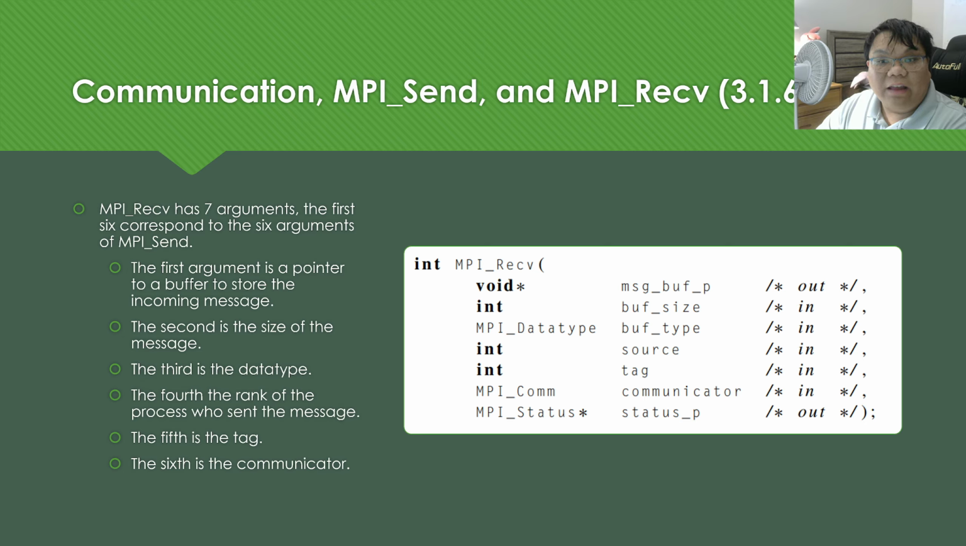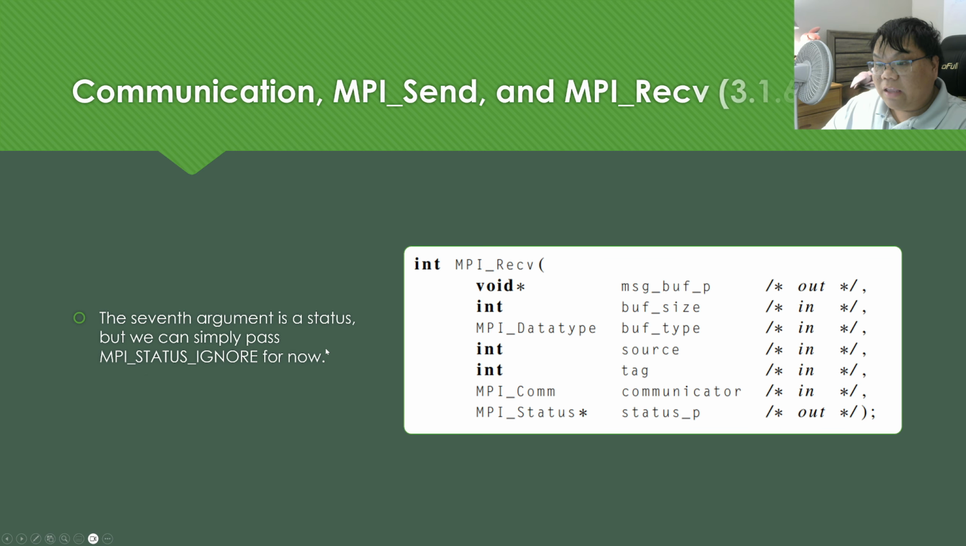So when you write a letter and you have to put an address on the envelope, there are 2 address fields. One is the address of whoever sent it. The other is the address of whoever is going to receive it. Except we use those 2 different addresses, or in this case, ranks, for 2 different functions, send and receive. The 5th argument is the tag, and the 6th argument is the communicator. All the same with MPI send, except now we have a 7th argument. For our purposes, just pass in MPI status ignore.